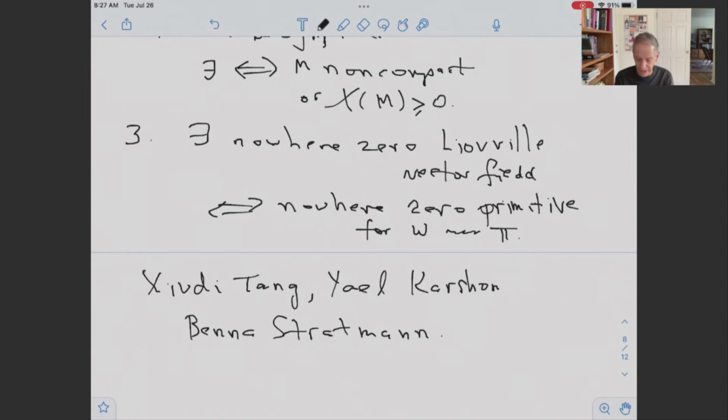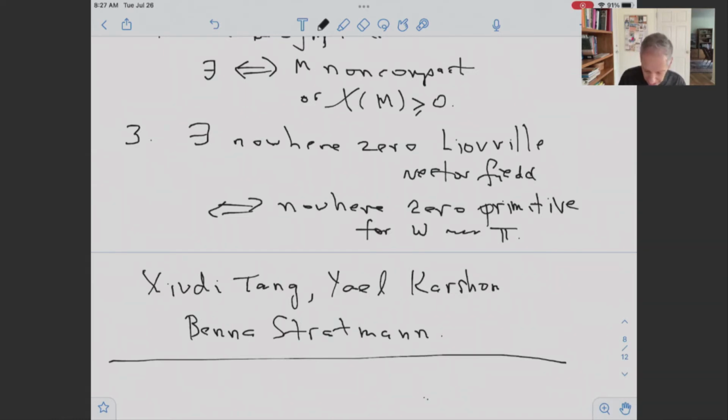And the idea there is to start with a Liouville vector field. This was kind of the original idea that Christian and I had. You start with a Liouville vector field and then try to remove its zeros by pushing them out to infinity. And it turns out that you can do that always. So anyway, that's basically a question of symplectic topology. When can you find a nowhere zero primitive for a symplectic manifold? Okay.